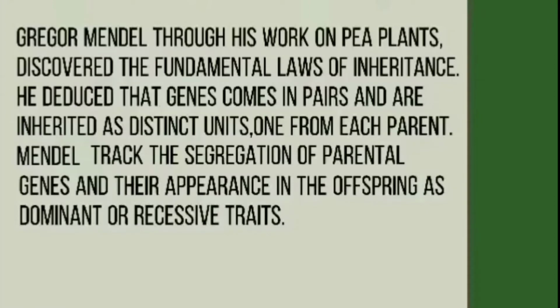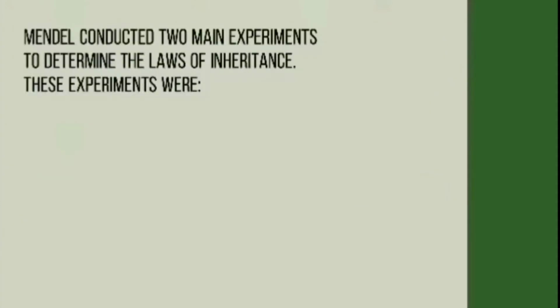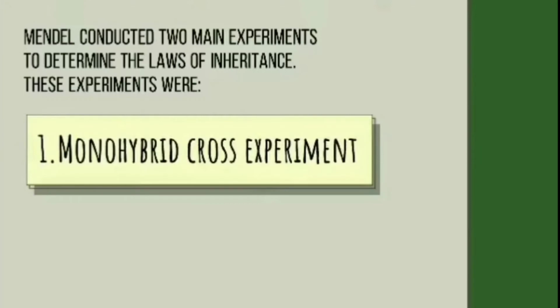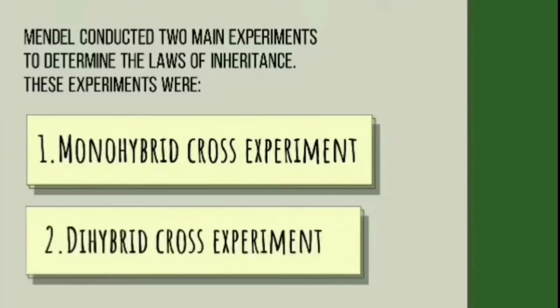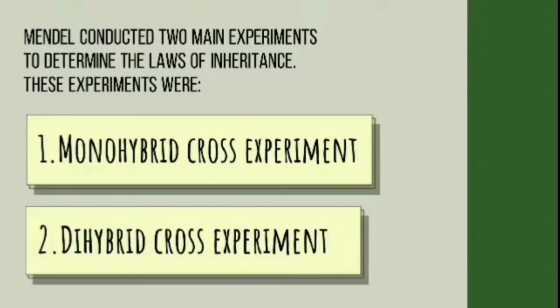Gregor Mendel, through his work on pea plants, discovered the fundamental laws of inheritance. He deduced that genes come in pairs and are inherited as distinct units, one from each parent. Mendel tracked the segregation of parental genes and their appearance in the offspring as dominant or recessive traits. Mendel conducted two main experiments to determine the laws of inheritance. These experiments were: 1. Monohybrid cross experiment, and 2. Dihybrid cross experiment.